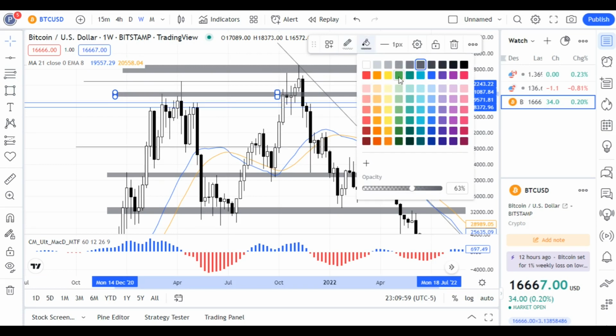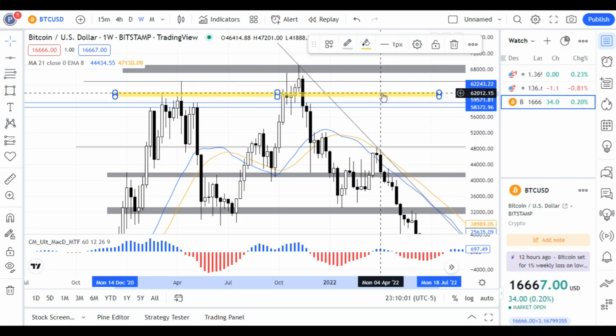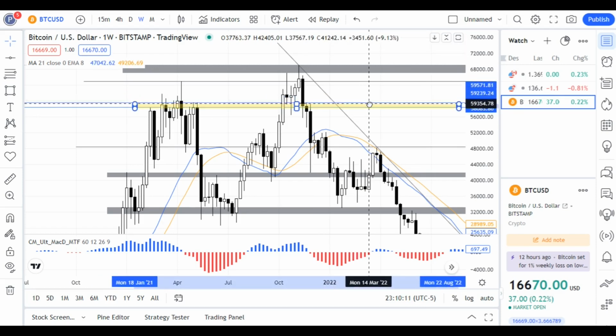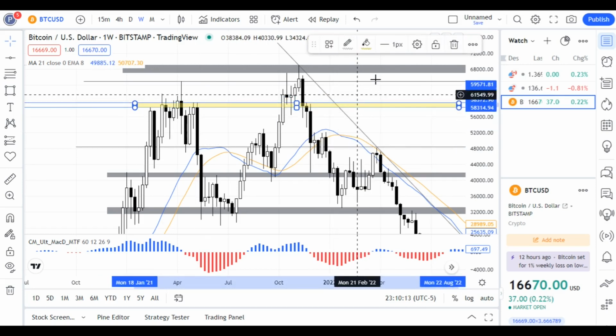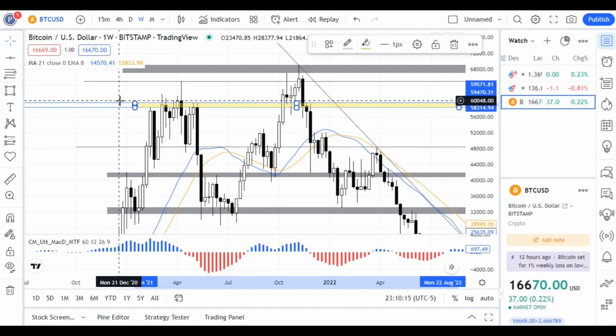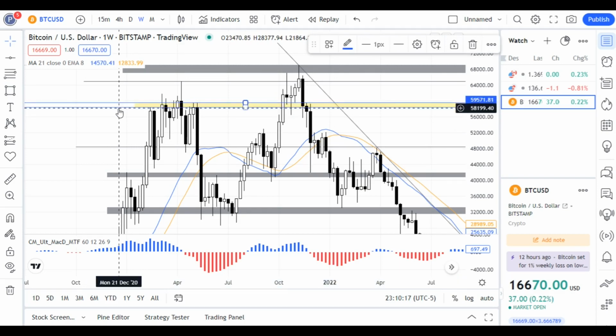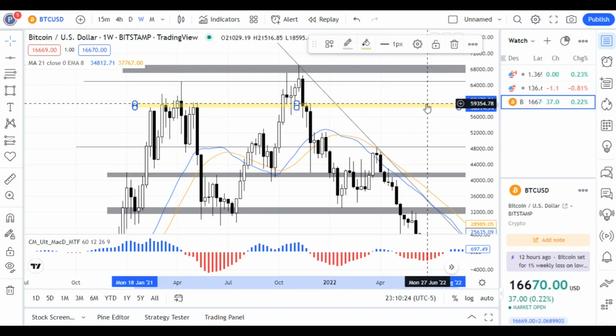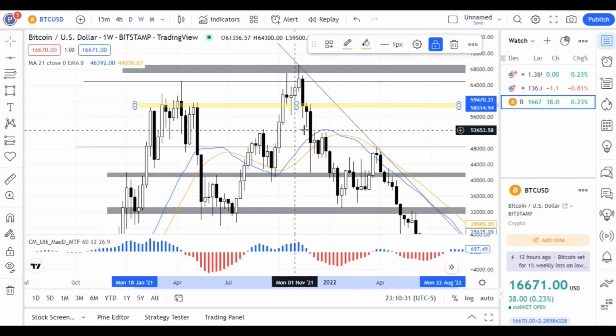Let's try to use this yellow color. It's too bright, so it's fitting in directly. Yes, it is a major point. It's also a supply and demand zone in the weekly, so it's also a very important area to note.